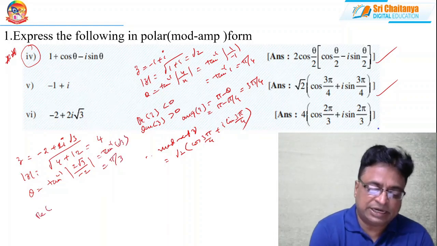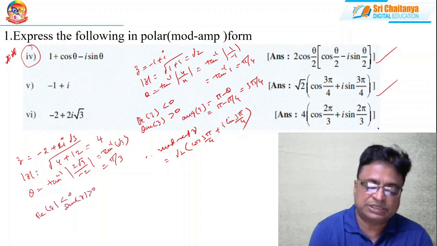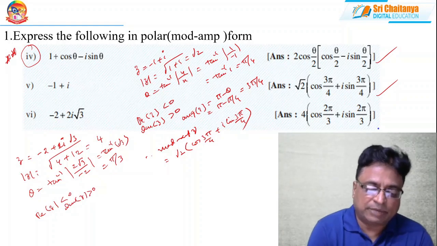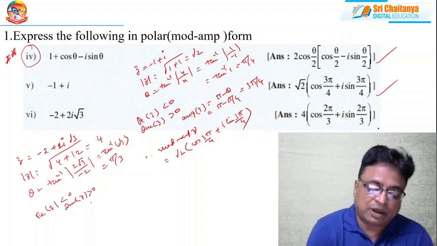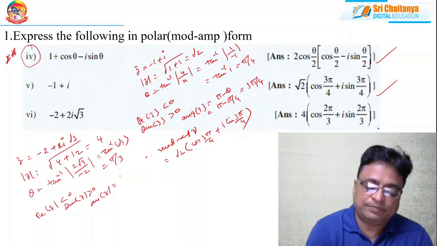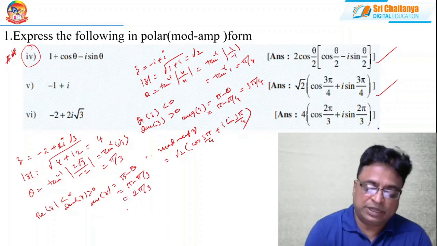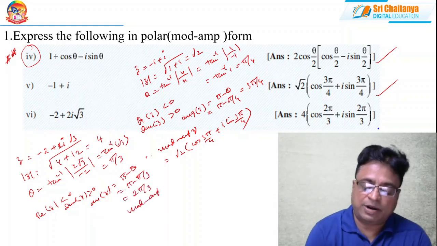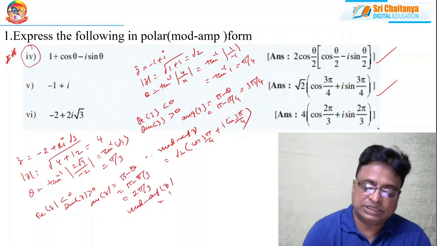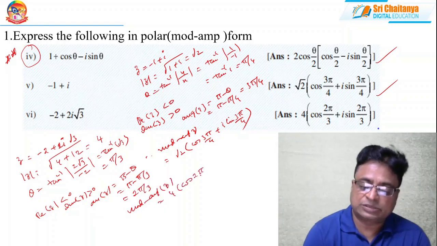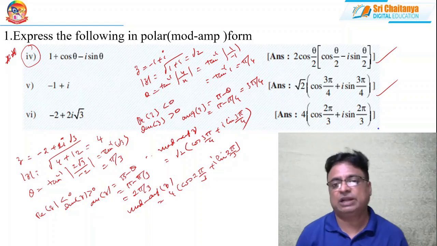Again real z is negative and imaginary z is positive. So here, therefore, the argument of z is equal to pi minus theta, that is pi minus pi by 3, that is 2 pi by 3. Therefore the mod amp form of z, I can write it as 4 into cos 2 pi by 3 plus i sin 2 pi by 3. This is the way you can write the answer very quickly.